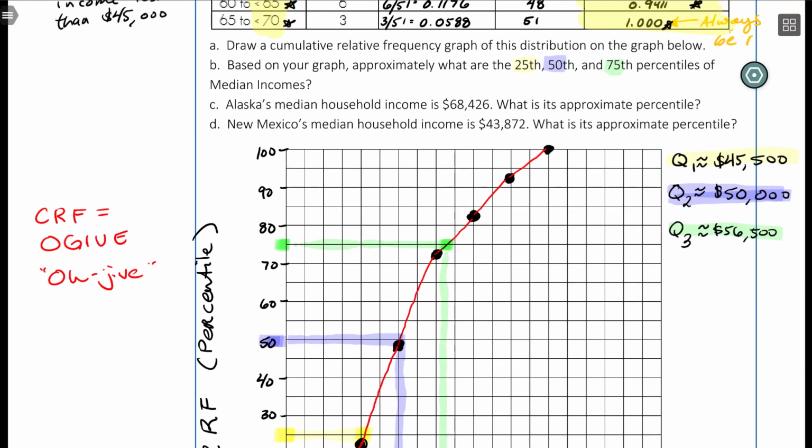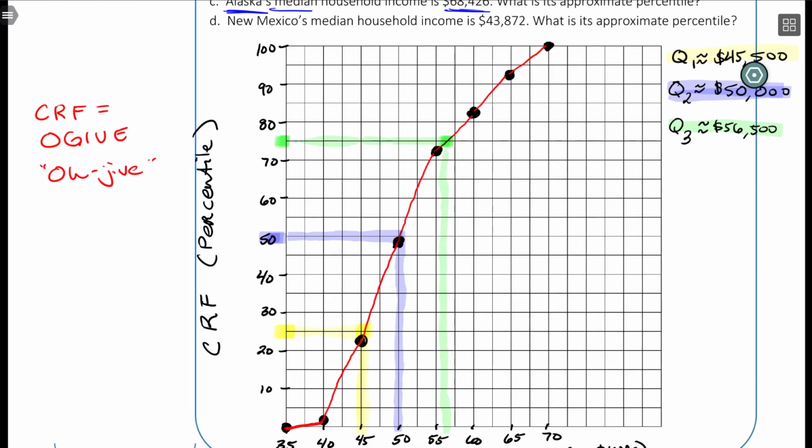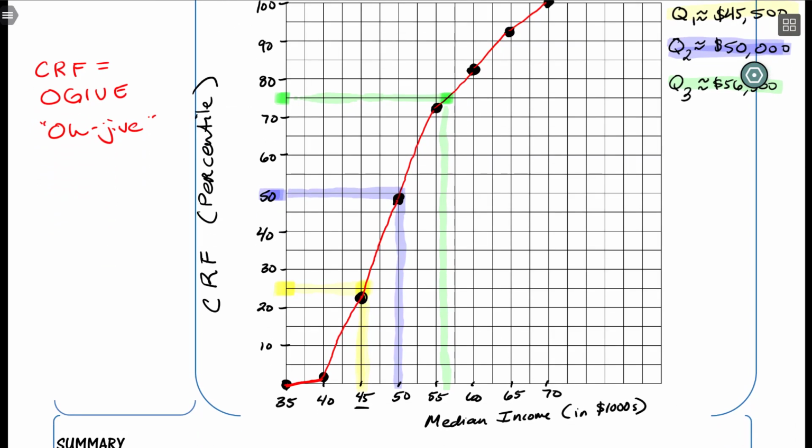Now we get to actually work backwards from what we did before. We are now looking at Alaska. Alaska's median income is given to us now, and that's $68,426. And we want to know what is the approximate percentile. So now notice that we are given the value that's on the x-axis. We're given $68,426, and we can put that right at about here.